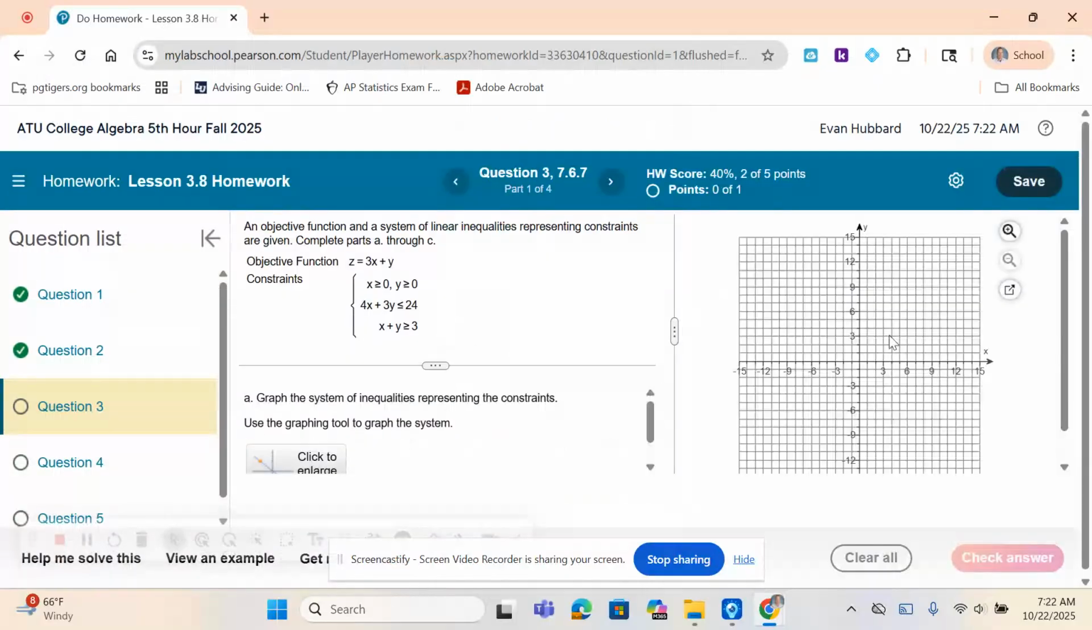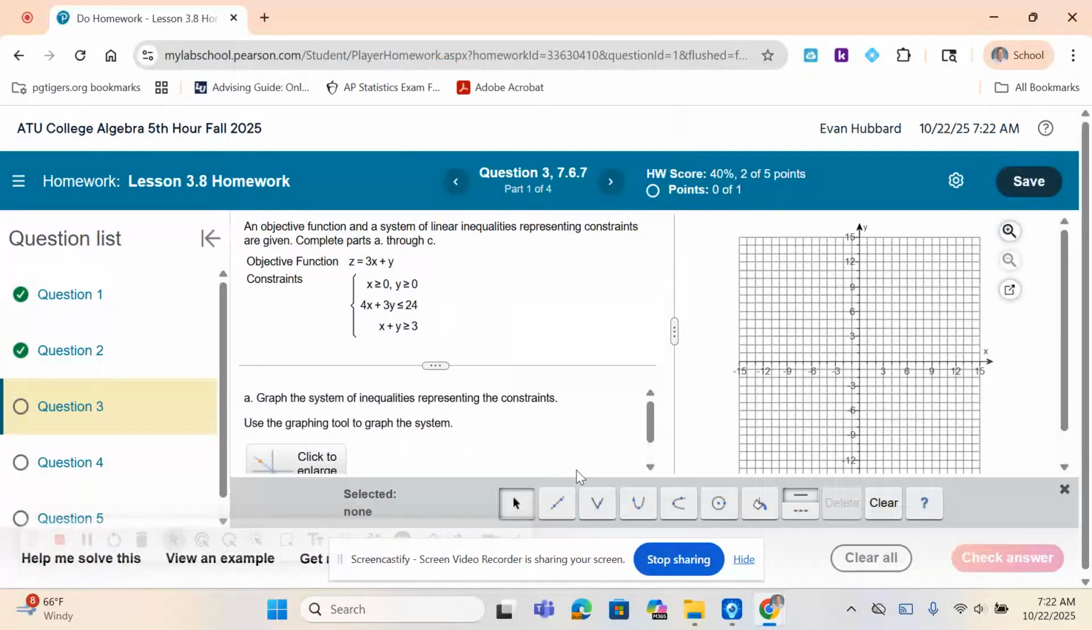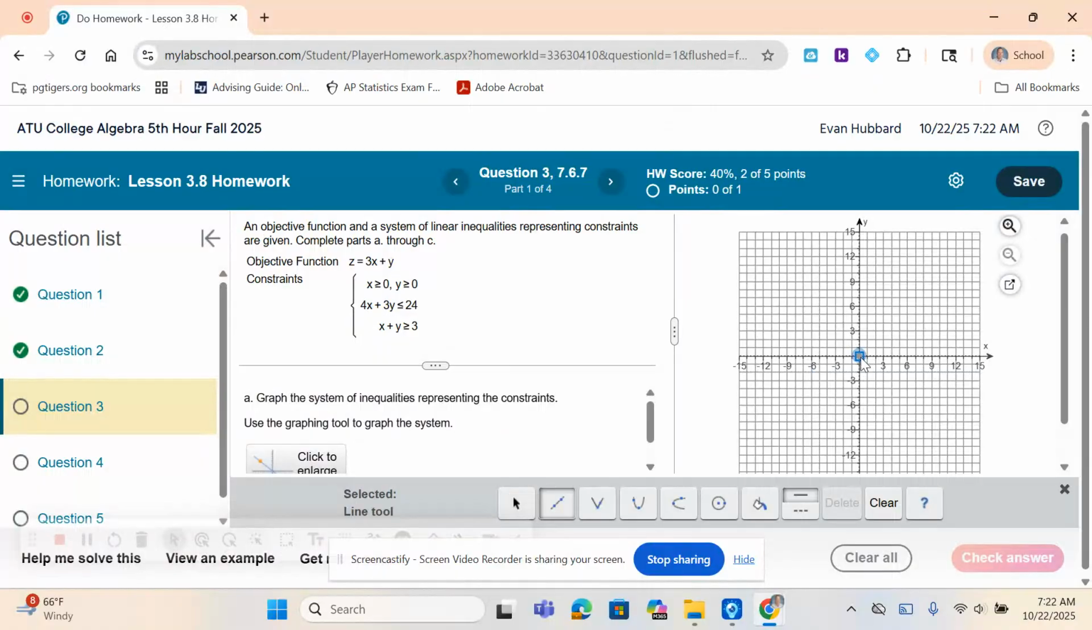So I'm going to click on the graph, do a line. X is equal to 0. Y is equal to 0. My next graph had an x-intercept of 6 and a y-intercept of 8. And then my next graph had an x-intercept of 3 and a y-intercept of 3. And then where do I shade? I fill in this region here.